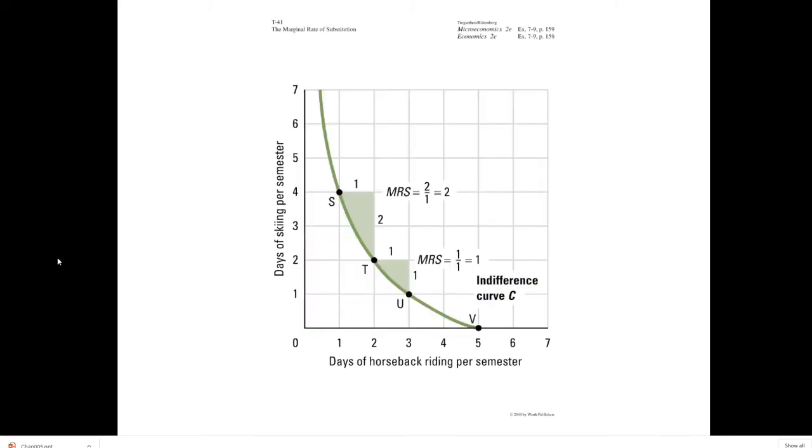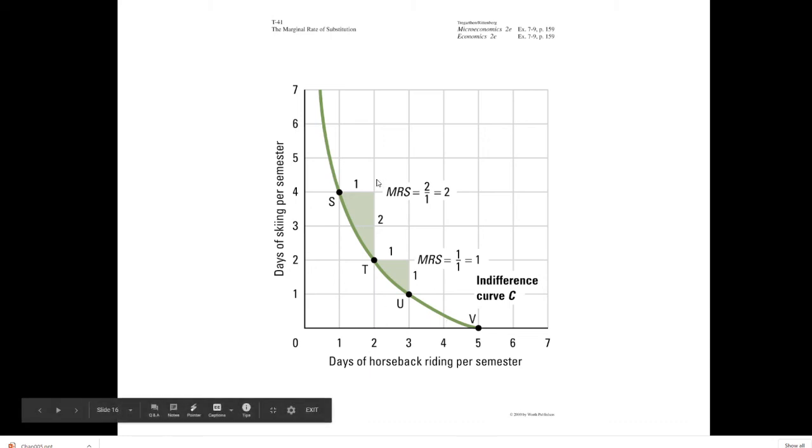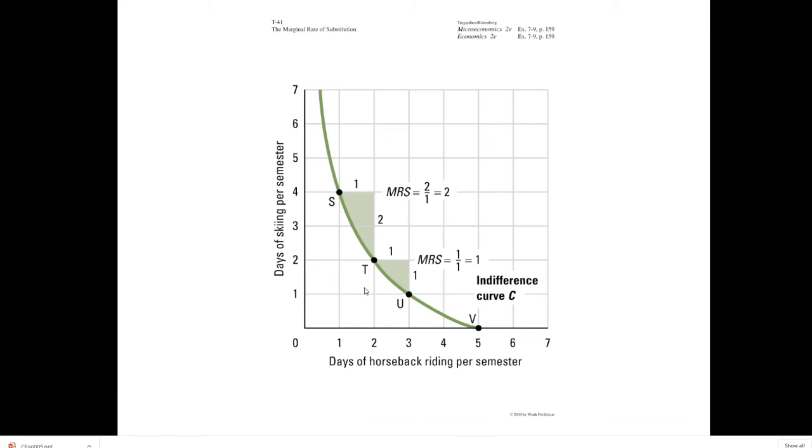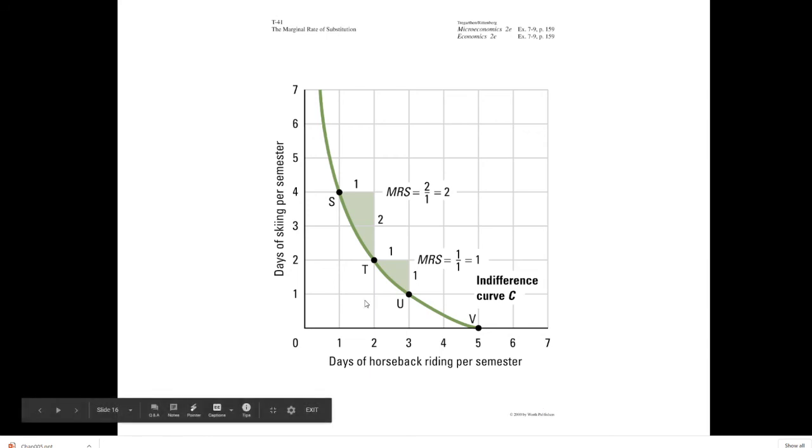Right. We have what's called the marginal rate of substitution. When I wanted to add 1 day of horseback riding, it originally cost me 2 days of skiing, right? So the substitution rate was 2. Then as we come down further, I add 1 day of horseback riding. It only costs me 1 day of skiing. So the marginal rate of substitution is now 1, which is why the curve is convex and not concave like a PPC curve. Okay, so the marginal rate of substitution is why it's convex.